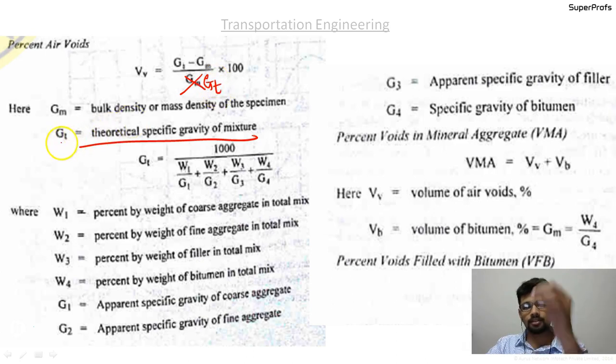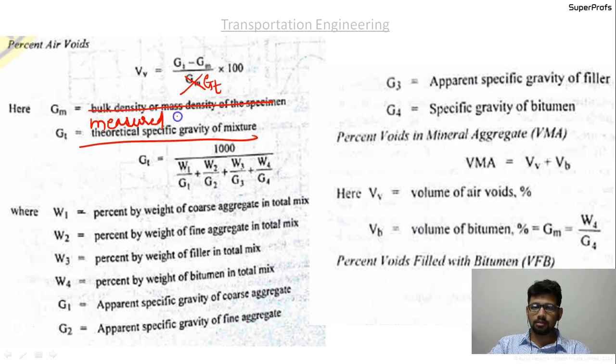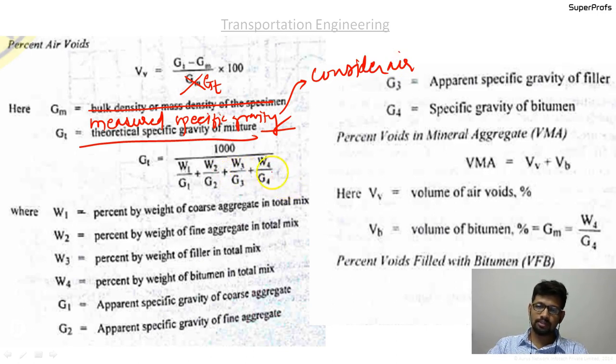And GM is the measured specific gravity of the mixture, the concrete. While calculating the GM value, we consider the air, and while calculating the GT, the theoretical specific gravity is calculated without considering air.